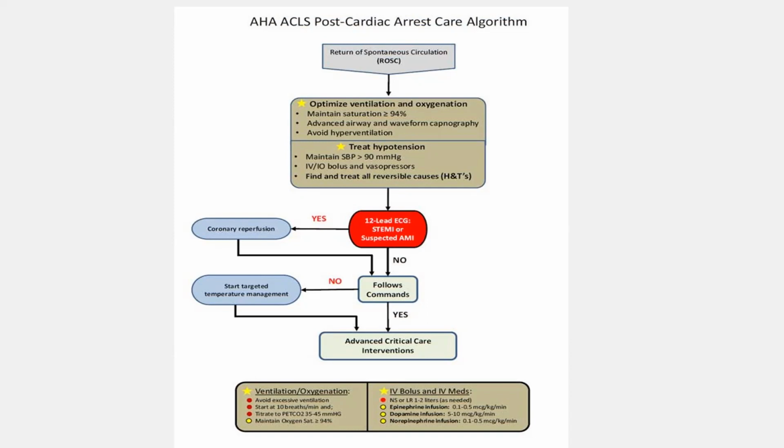The other thing that we want to do is to make sure that we maintain the blood pressure or optimize the hemodynamics. So notice over here, it says to treat hypotension. Hypotension, which is a systolic blood pressure of less than 90 millimeters of mercury, should be treated, and the administration of fluids as well as vasoactive medications can be used to optimize the patient's hemodynamic status.